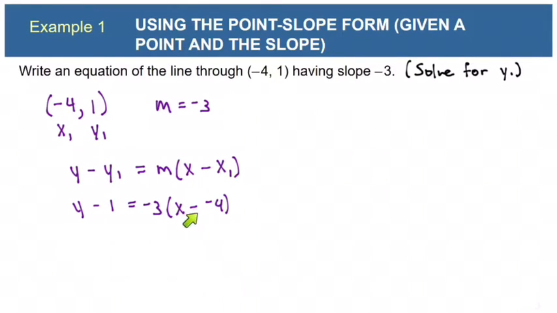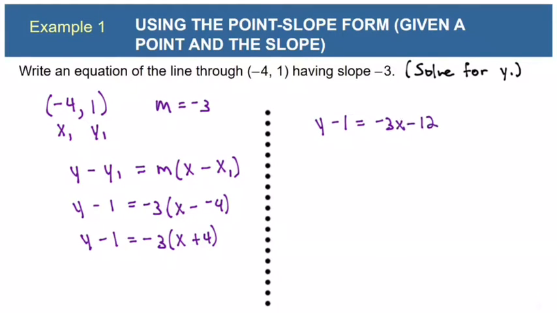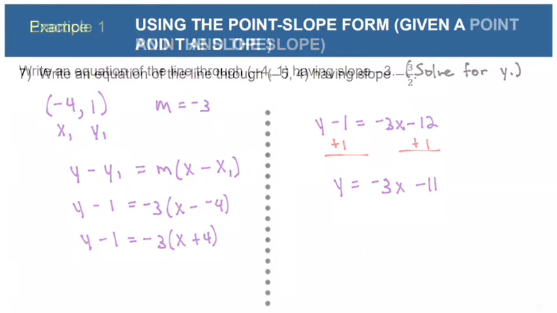Now, minus negative makes plus, and now we want to solve for y, so let's go ahead and distribute the -3. That's going to give us on the right side -3x minus 12. Now add 1 to both sides, and we will end up with y equals -3x minus 11. And if you remember from last time, we said that when the line is solved for y, the coefficient of the x term is the slope, and sure enough, our line was supposed to have slope -3, and it does.